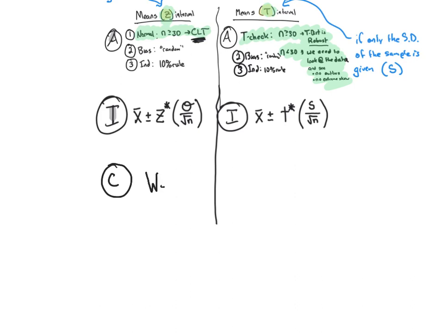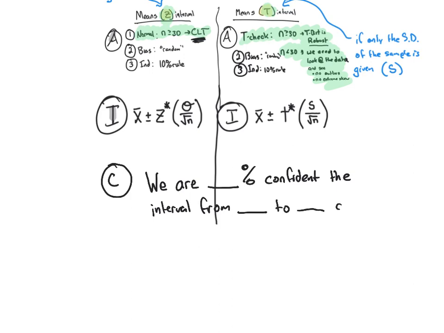So I'm going to give you the very generic. We are blank % confident the interval from blank to blank captures the true mean of, and then give some context. That's it. That's your overall formula right there. That is the format, and we'll just process that.